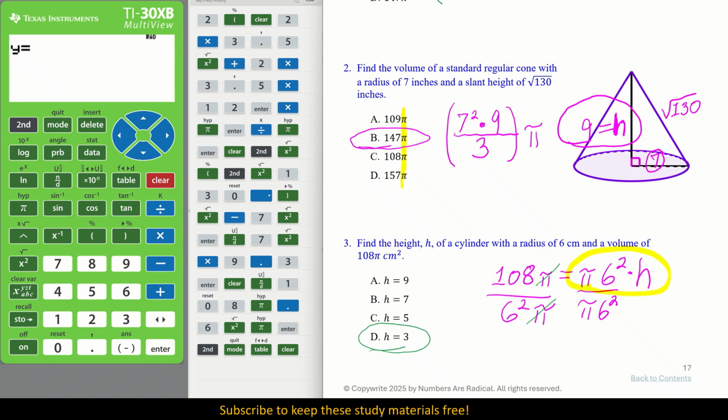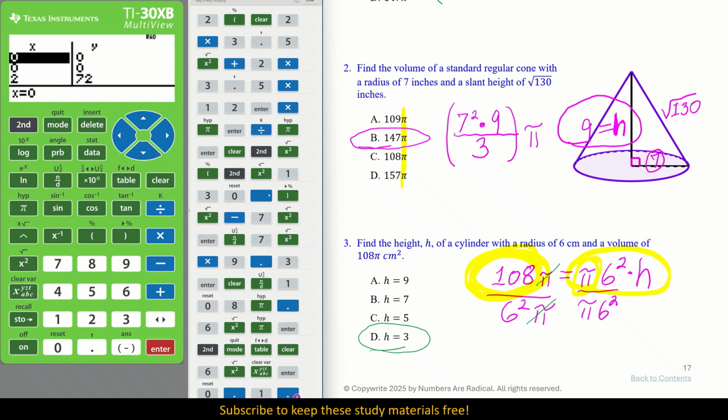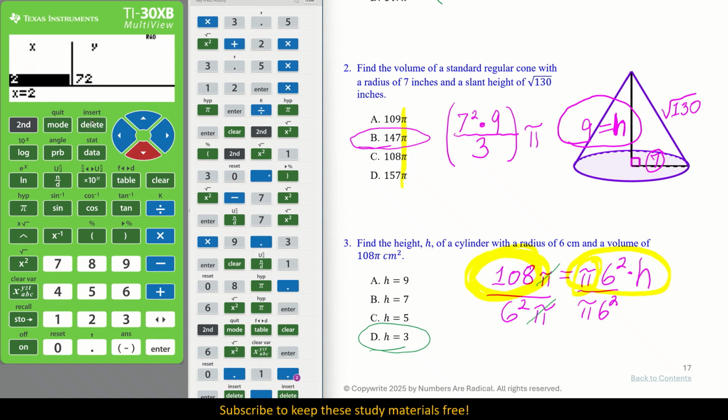Well, if both sides are pi, I could have put in 6 squared x, okay? Push enter. Now notice I didn't put pi in. Why did I not put pi in? Because the truth is I only need to see when it equals 108. I'm going to go 0, and I'm going to go down, push 1, and I have it in ask mode. Go down, push enter, and you can delete everything out.